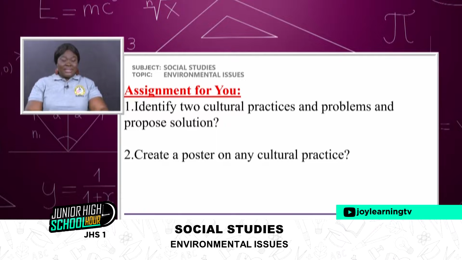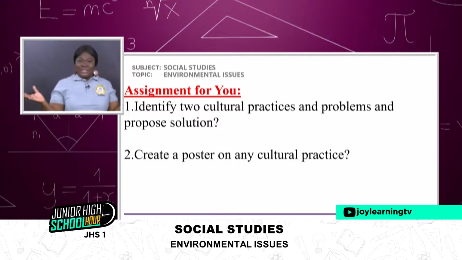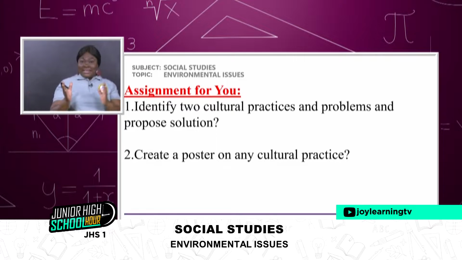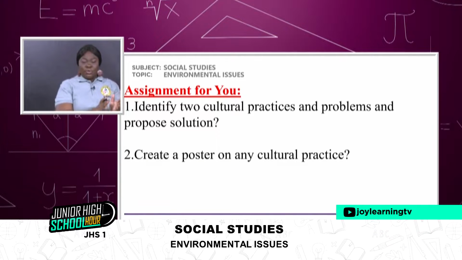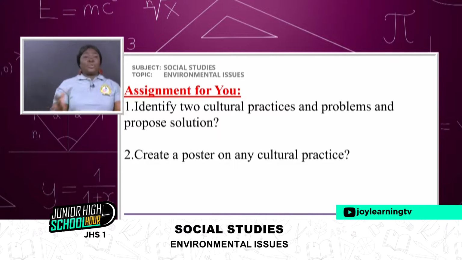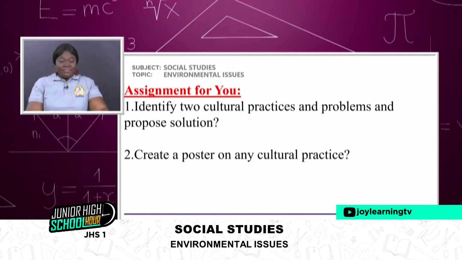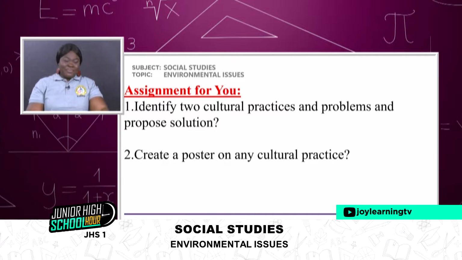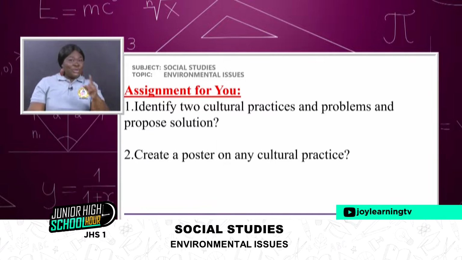The first question is, identify 2 cultural practices and problems and propose a solution. So that means that you are going to identify 2 cultural practices and the problems and then look for a solution for it. Let's see the second question. You are doing all the 2. You're not going to choose one.